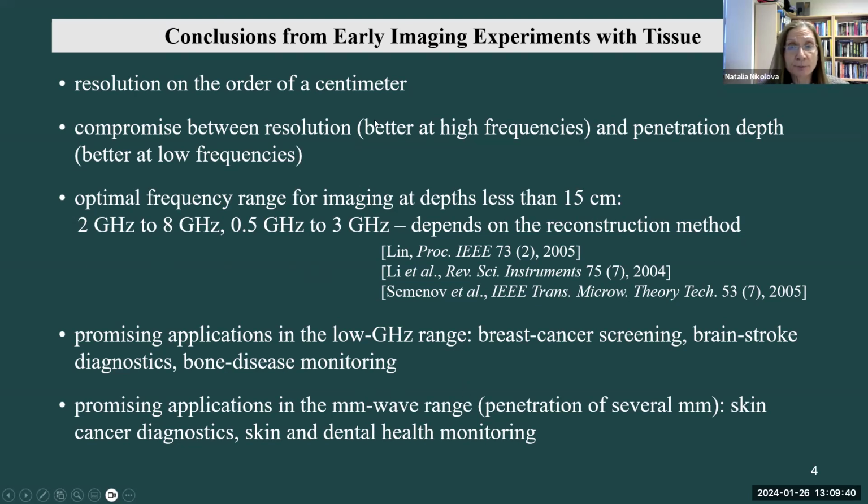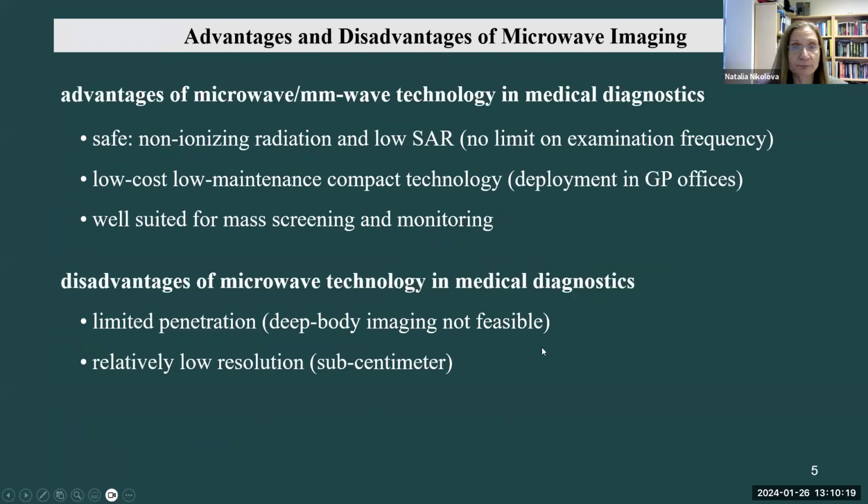And so, bearing in mind the resolution on the order of a centimeter and the penetration depth on the order of 10 centimeters or so, the most promising applications with low gigahertz measurements were viewed and continue to be viewed as breast cancer screening, brain stroke diagnostics, and bone disease monitoring. On the other hand, in the millimeter wave range, where the penetration is only a couple of millimeters, the most promising applications are skin cancer diagnostics and skin and dental health monitoring.